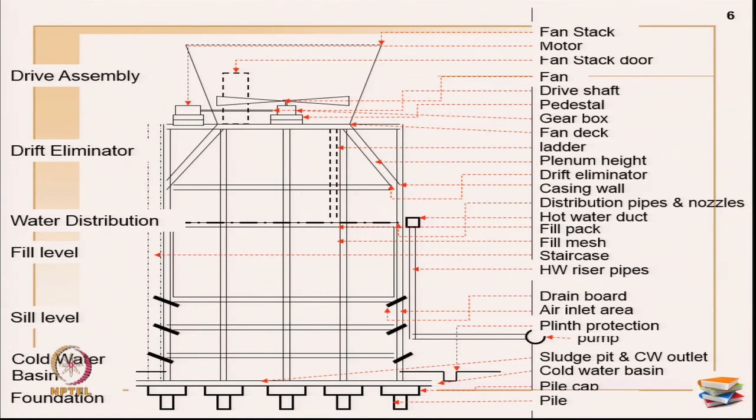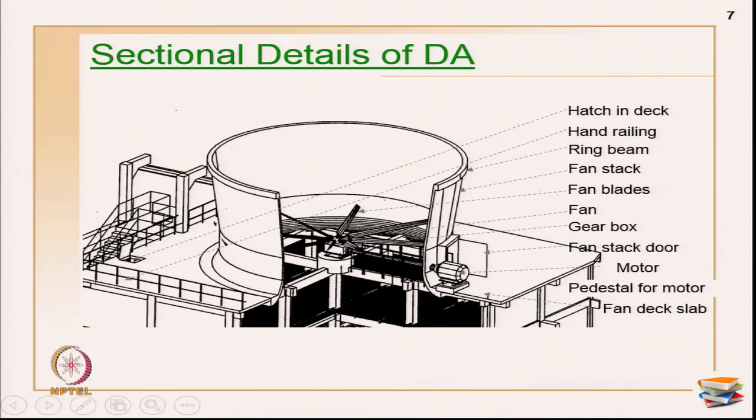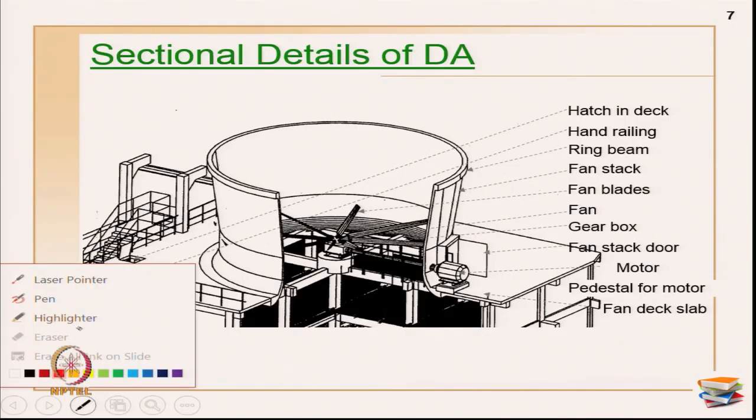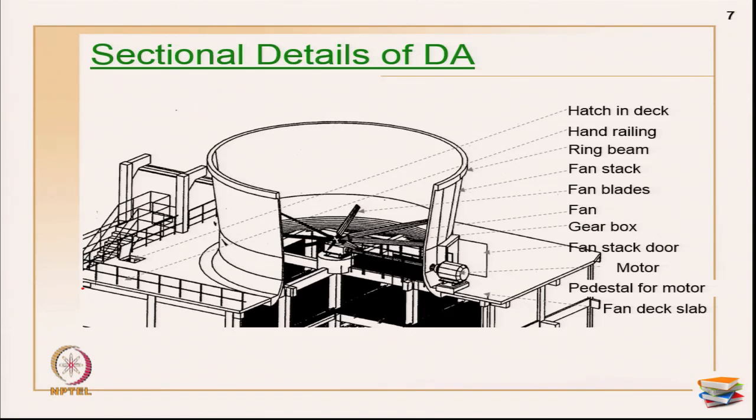Now, for this particular example in the formation of a DSM, we are going to see only the drive assembly level, which is the topmost level. Okay. Here is a zoomed-in view of the drive assembly level to show the sectional details. If you see here, let me use my pen. This is primarily the hatch in the deck for all the operations to happen, and these are the handrails as shown here.